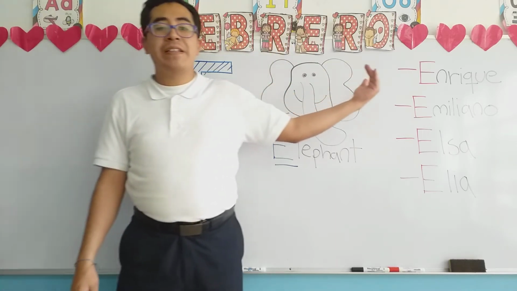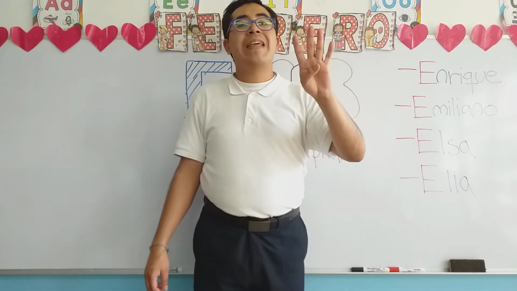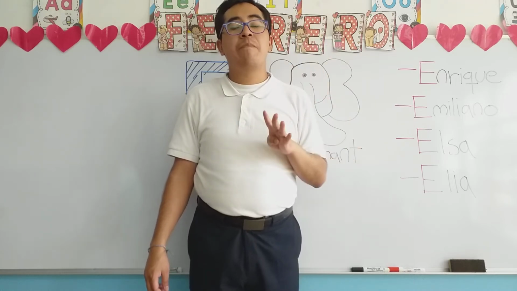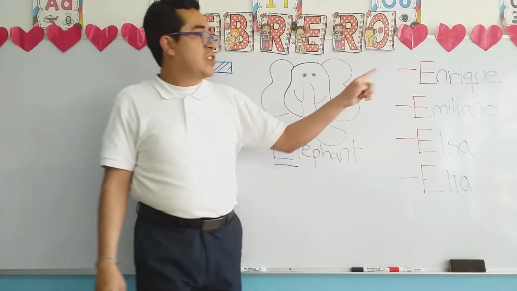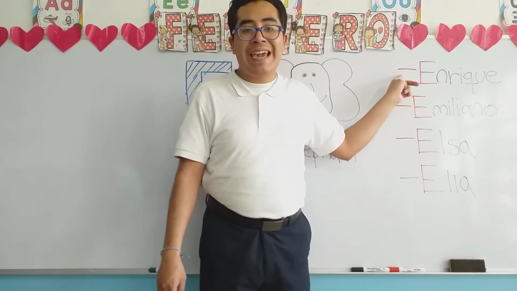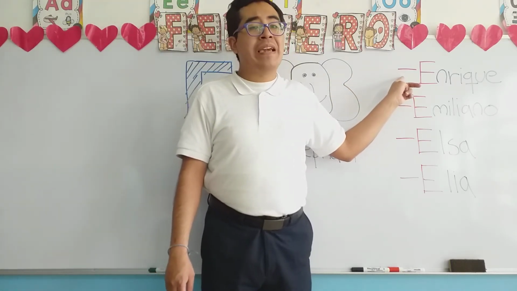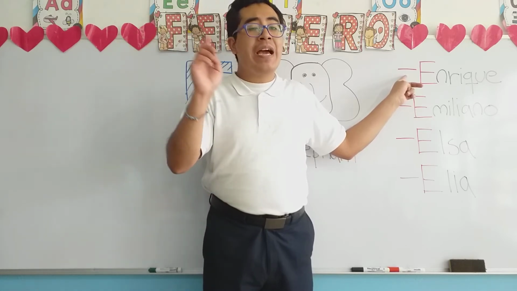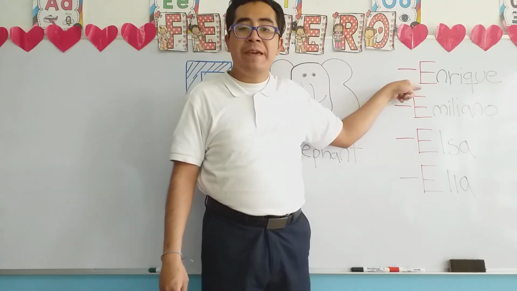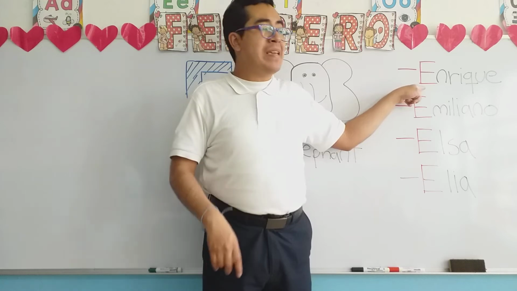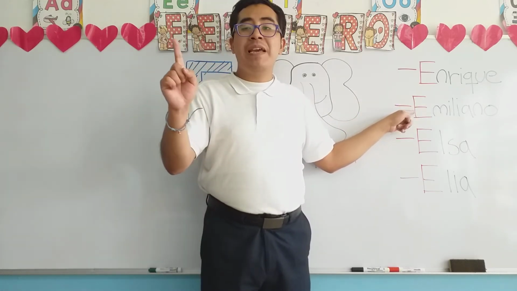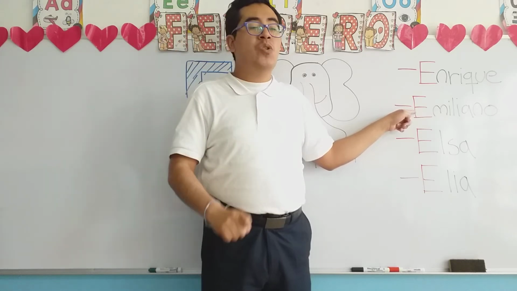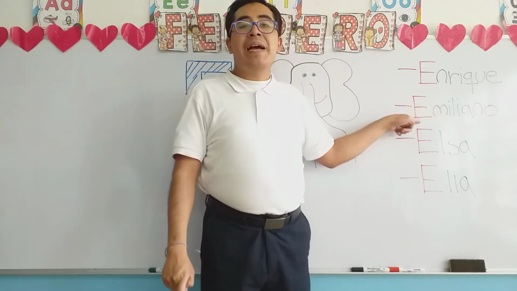Next to the elephant, I have 4 names of people that are very popular and they use capital E. The first name is Enrique. The name Enrique, remember, is for a boy and uses capital E. The second name is Emiliano. The name Emiliano is for a boy and uses capital E.